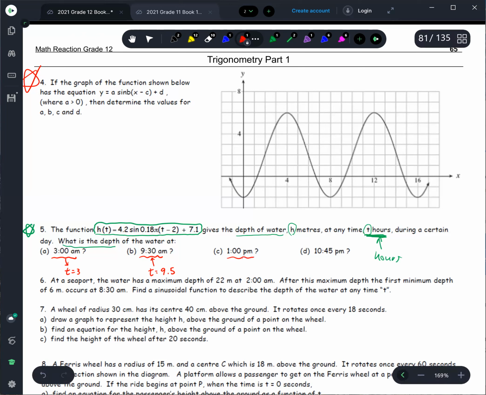And this one, 1 p.m. What will be the hour for 1 p.m., Eric? Would it be 13? Yes, then you should use 13. So please do not plug in 1. Same with this one. Think about what this one will be: 10:45 p.m. is one number to plug in.